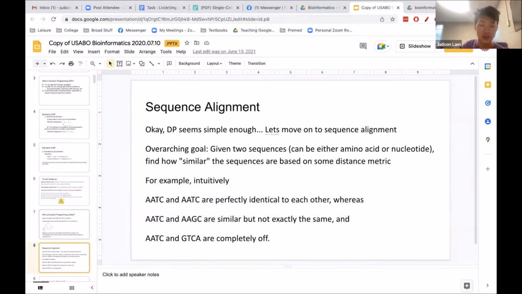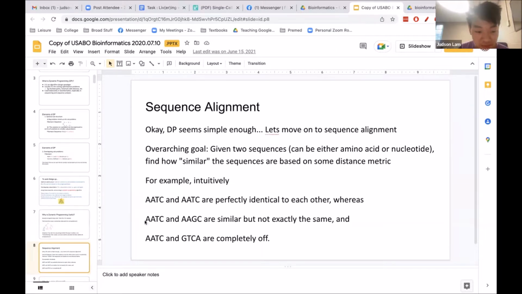All right, cool. Yeah, so if that makes sense to everyone, let's move on to how we're going to use this for sequence alignment. So first of all, what is sequence alignment? It is comparing two strands of DNA, their sequences, and seeing how similar they are. So our goal is to find out how similar they are. And again, we can obviously tell that if they have the same exact sequence, they're exactly the same. So they should be very similar.